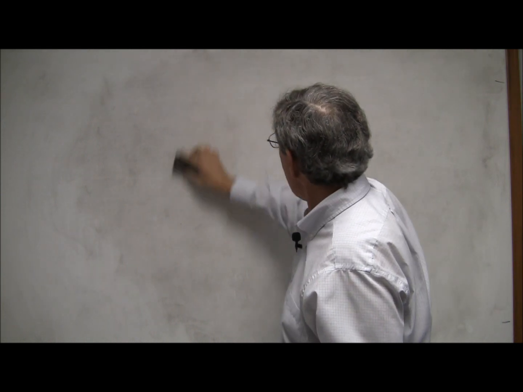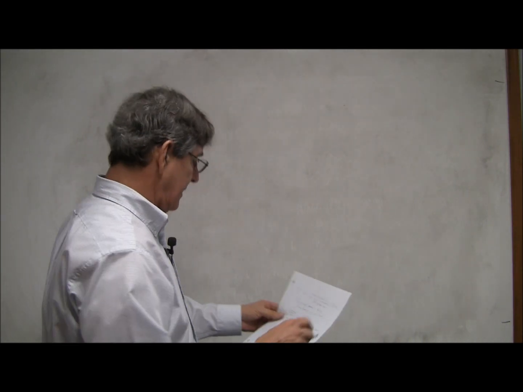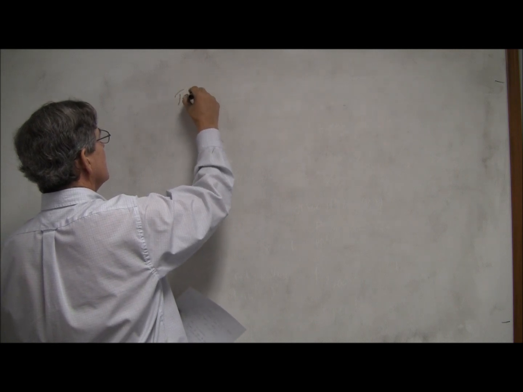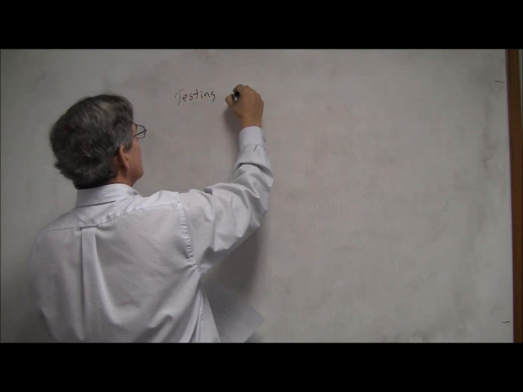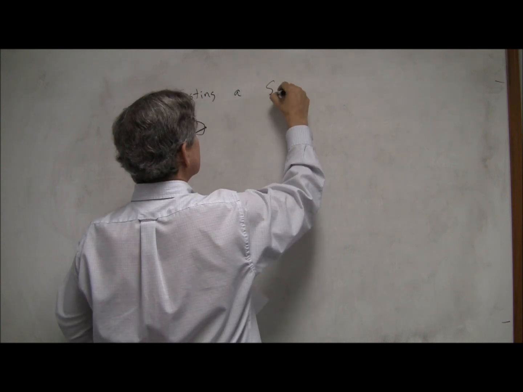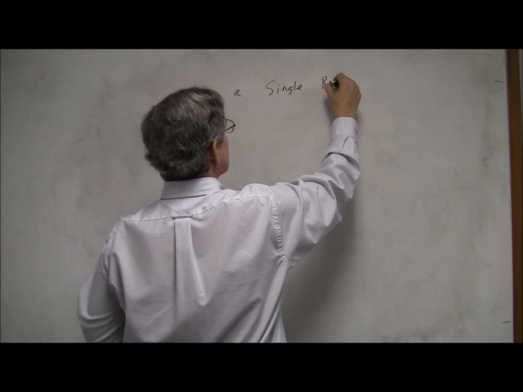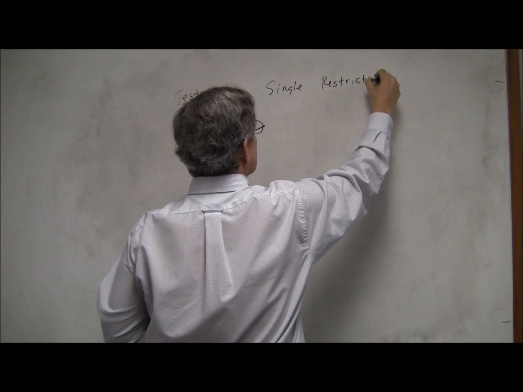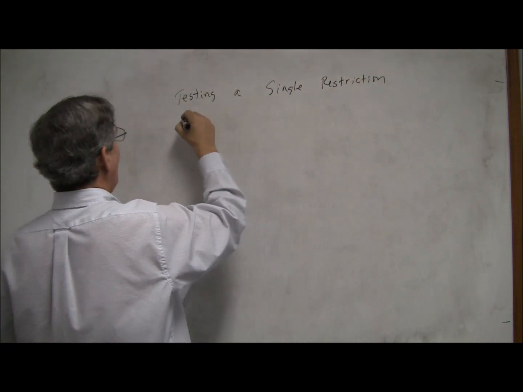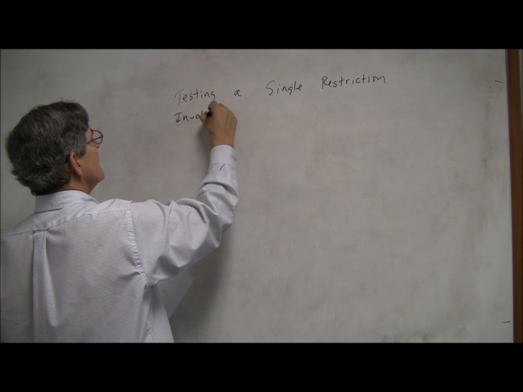Now, what we're going to do next is generalize this a little bit and talk about not just 0 restrictions, but any type of restriction at all. And so the next thing is testing a single restriction involving multiple coefficients.